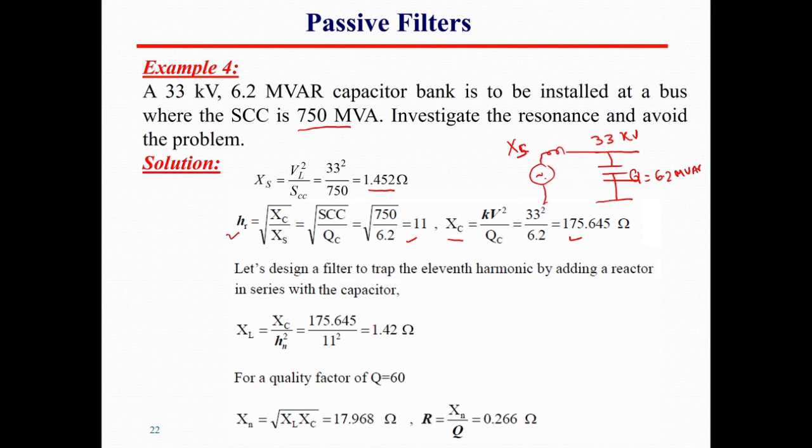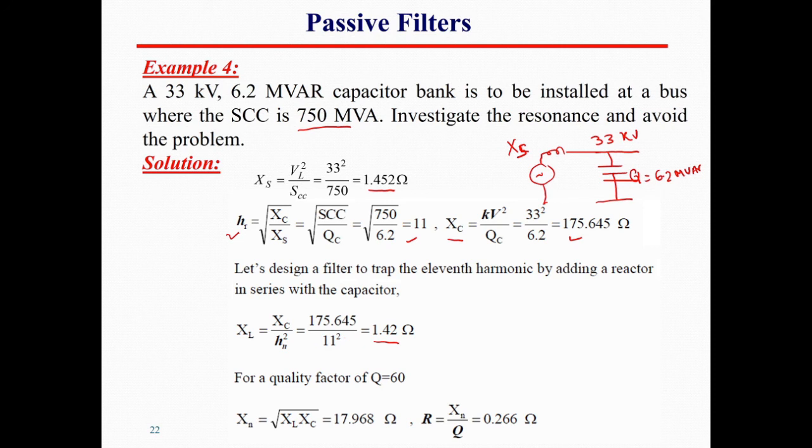that will result, of course, during the parallel resonance, because if we draw the circuit diagram for the harmonic, we will have a capacitor in parallel with the source impedance only, right? So now how to get rid of this one? We can get rid of this one by having a filter. So what we can do is add a reactance with the capacitor bank, and the value of that reactance can be determined from the harmonic order and from the value of XC, so that will be 1.42.